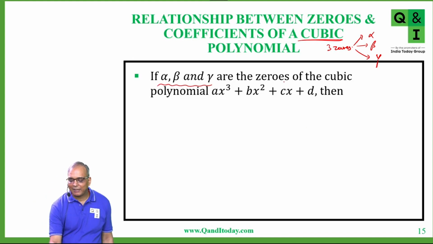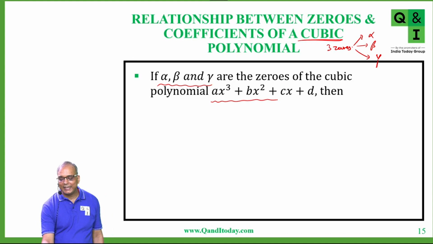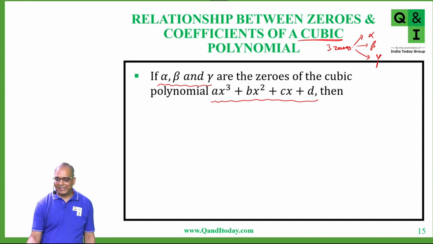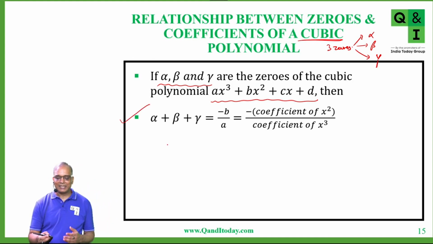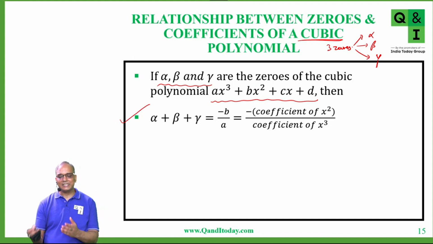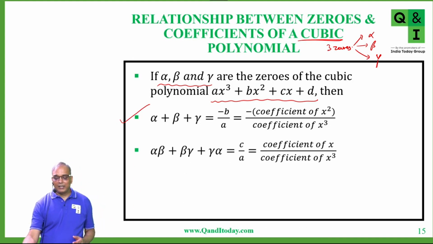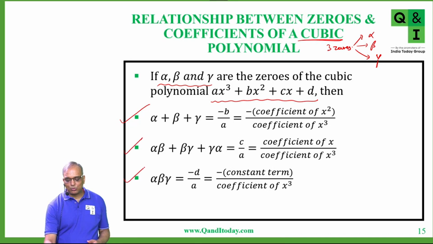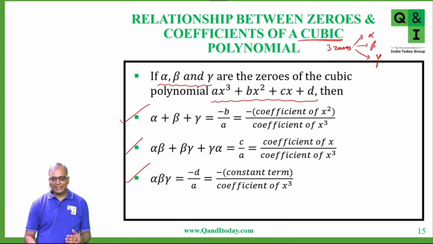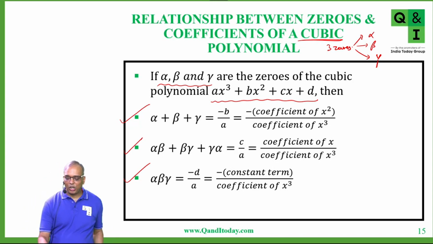So if alpha, beta, and gamma are the zeros of the cubic polynomial ax cube plus bx square plus cx plus d, then in that case, the sum of the zeros, alpha plus beta plus gamma, is minus b by a, that is, negative of the coefficient of x square by the coefficient of x cube. Alpha beta plus beta gamma plus gamma alpha is equal to c by a, that is, the coefficient of x by the coefficient of x cube. Similarly, alpha beta gamma is equal to minus d by a, that is, negative of the constant term by the coefficient of x cube.